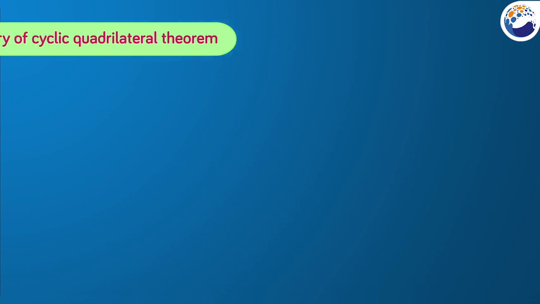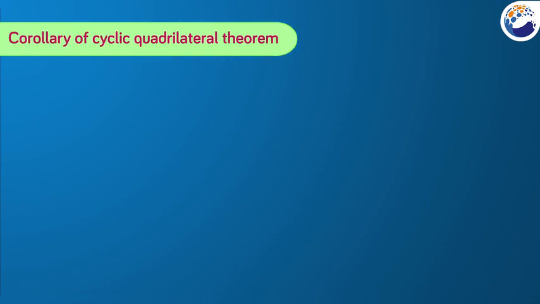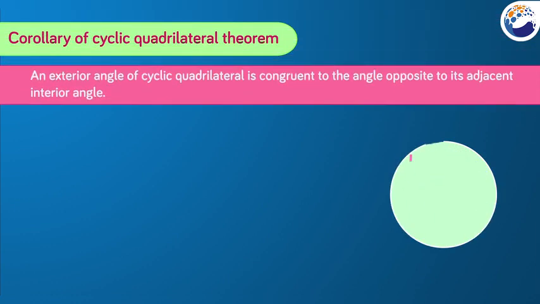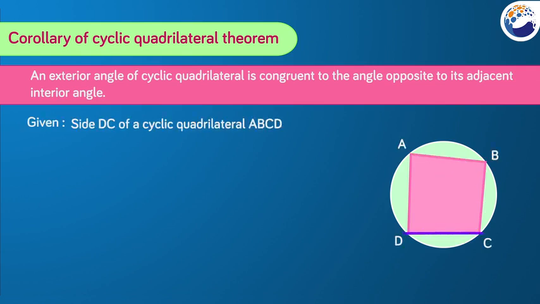Corollary of cyclic quadrilateral theorem. An exterior angle of cyclic quadrilateral is congruent to the angle opposite to its adjacent interior angle. Given side DC of a cyclic quadrilateral ABCD is produced to a point E. To prove angle BCE is equal to angle BAD.